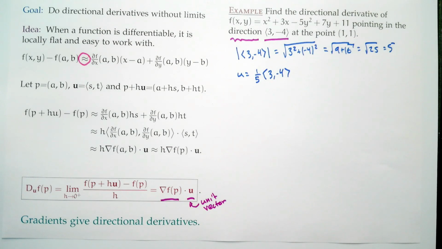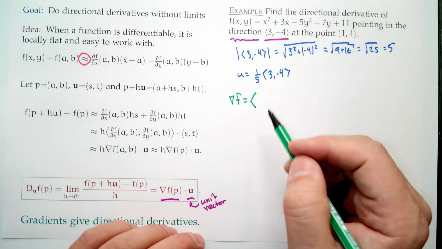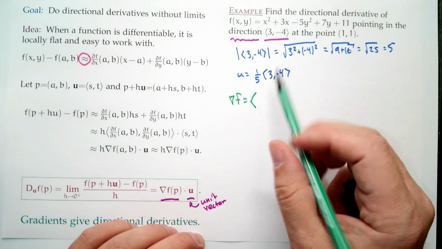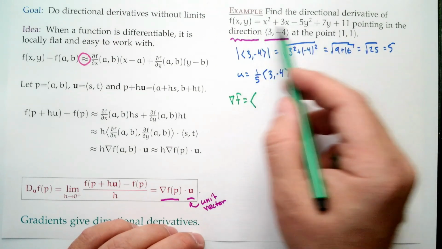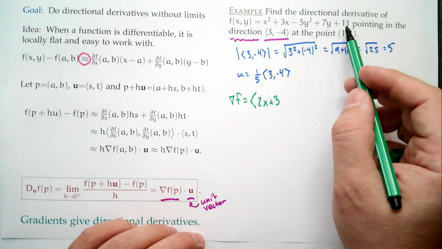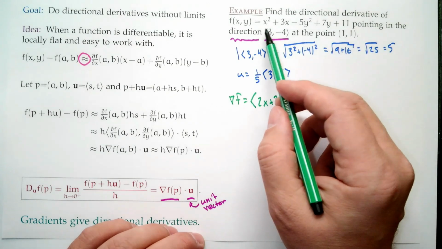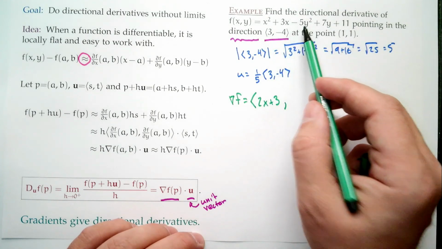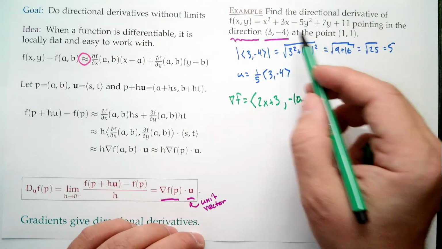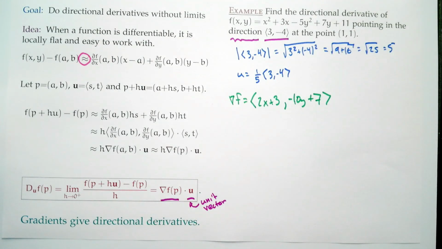We need the gradient. All right, well, let's find that. So let's start by just finding the gradient. What is the gradient of f? Okay, so taking the derivative first with respect to x, 2x plus 3. Anything else with respect to x? No. Comma. Now with respect to y. Okay, there's a y, negative 10y, and plus 7. Okay, so 2x plus 3, negative 10y plus 7.